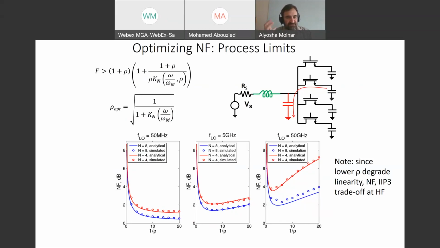And then the trade-offs get interesting because for noise, there's an optimal rho, but for linearity, you still want as small a rho as you can get, as wide a transistor as you can get. So you have to balance optimal noise figure against optimal linearity. Whereas before, at low frequencies, they have the same requirement.